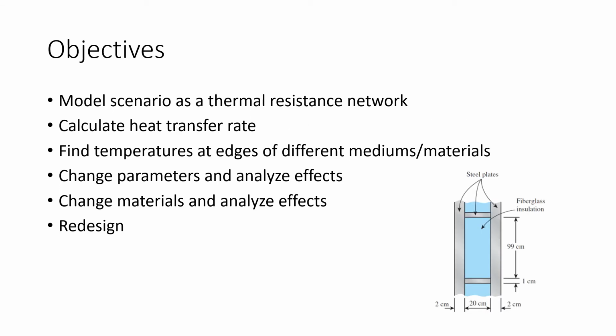The objectives are to model a scenario as a thermal resistance network, and my model is right here. Next is to calculate the heat transfer rate, then find the temperatures at the edges of different mediums, which would be right here: 1, 2, 3, and 4. Next is to change the parameters and analyze the effects, and also change the material of the insulation and analyze those effects. And finally, I will talk about redesign.